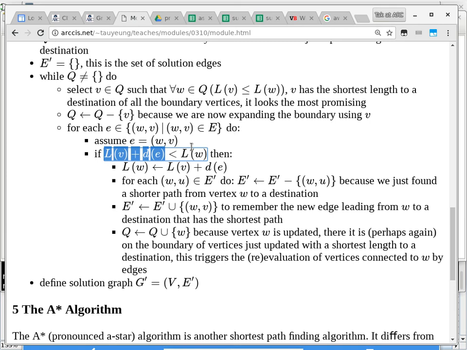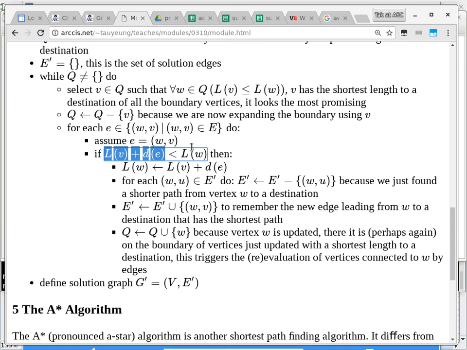And that is known already because V is in Q. D of E is the distance of a single edge, E, and that edge is going from vertex W to vertex V. In other words, we are asking this question: if W is to go through V to go to a destination, what is the distance or the length of that particular path? That's what the highlighted portion is asking. Is that okay?